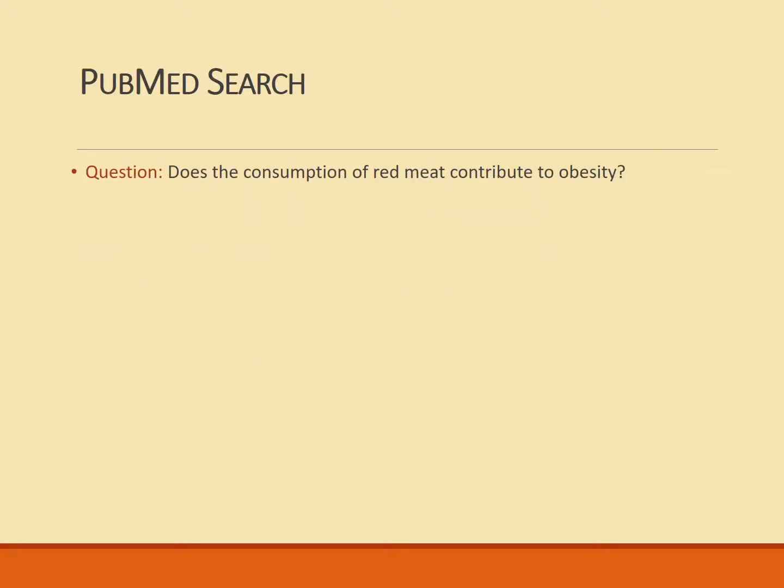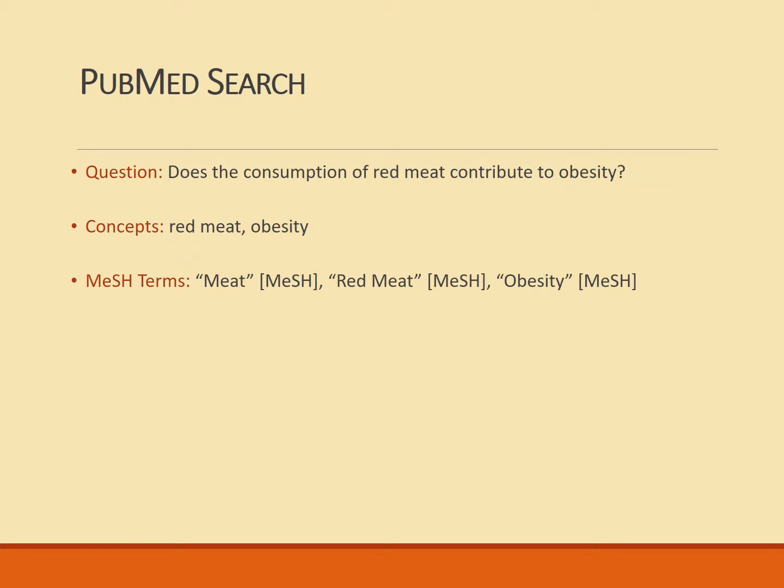To answer the question about whether consuming red meat can lead to obesity, we need to first identify which concepts are relevant to building a search strategy. Here we've identified 2 concepts, red meat and obesity. Now we can decide which MeSH terms might be appropriate. The more general MeSH term meat and the more specific term red meat are available, as is the MeSH term obesity. These are good terms to use as you begin to create a search strategy.